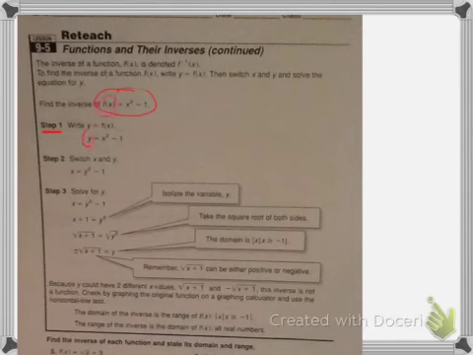Step 2 is what we always do. We switch x and y. So we put x where y is and y where x is. Step 3 is then to solve for y. So here's where we started. We're going to add 1 to both sides. That gives me x plus 1 on the left equals y squared. And then to get to y now, we're going to take the square root of both sides. The answer is y equals plus or minus the square root of x plus 1.